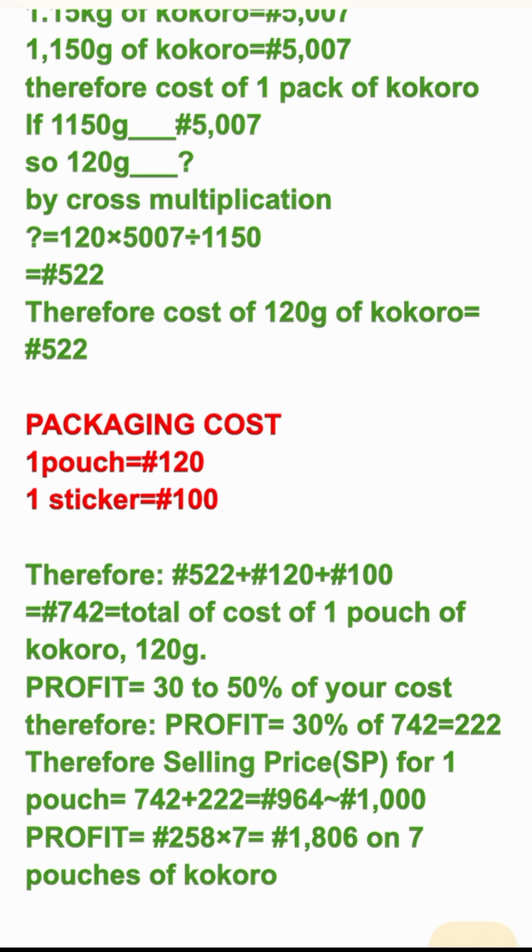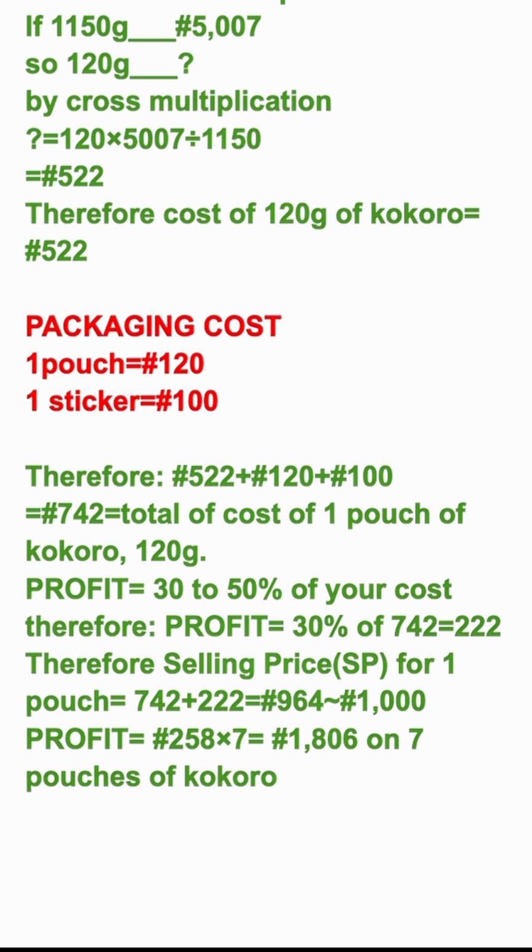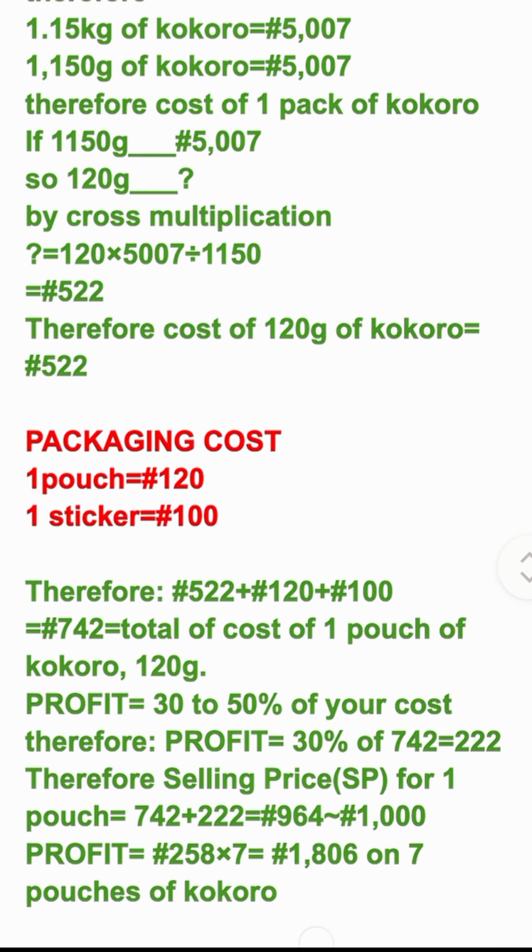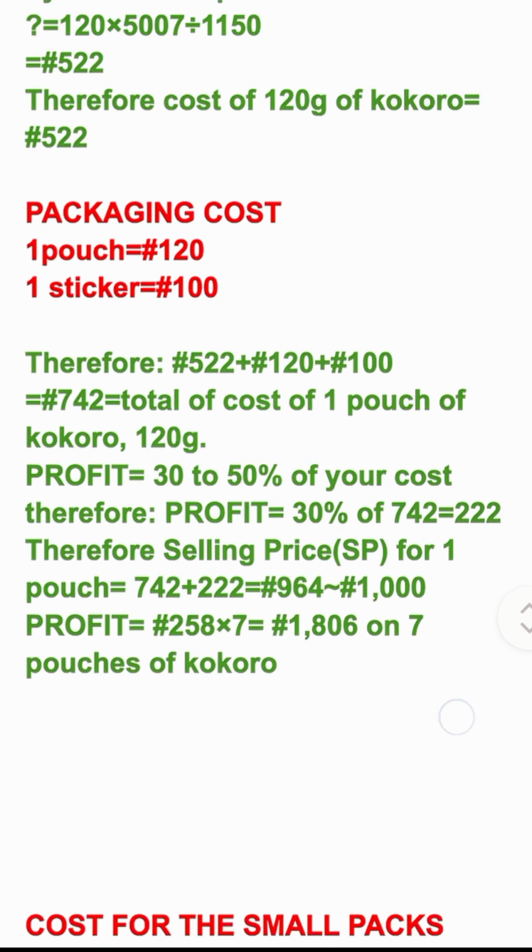So your profit on the 7 pouches of kokoro is now what? Is now 1806 naira on 7 pouches. This is just an estimate. You can make a profit of 2000 naira plus. So maybe for instance, if you sell it 1100 naira or 1200 naira. So this is just an illustration. I hope you got it.